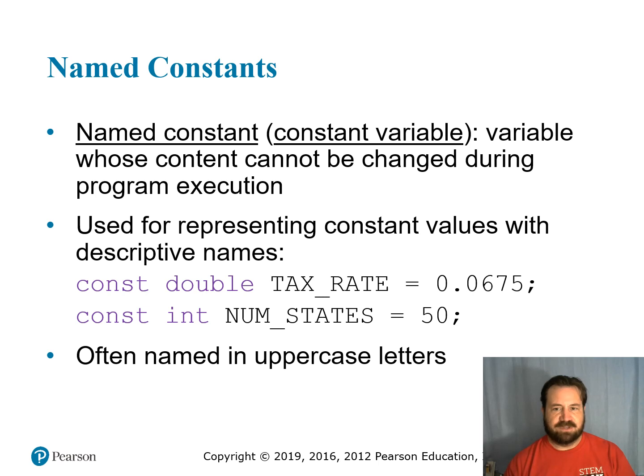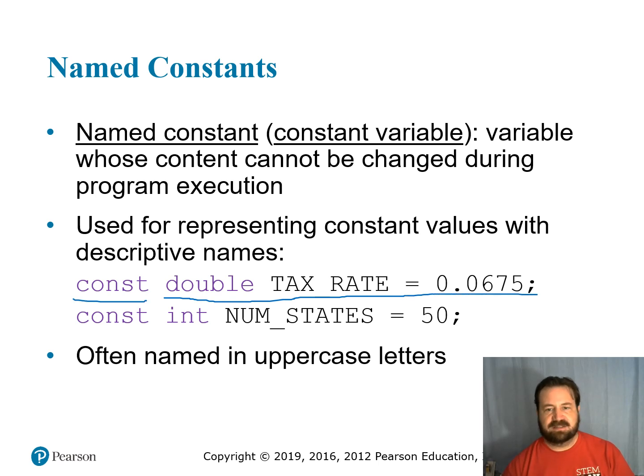So all you have to do is take a normal initialized variable. You have to initialize a constant variable. You can't leave it off. You take a normal initialized variable statement, double tax rate equals 0.0675, and then add the const operator at the beginning, and now that will be a constant value that never changes throughout the program. Note that they used capital letters for this for historical reasons that I'll actually explain on the next slide.